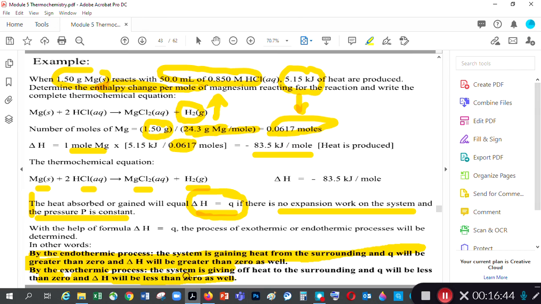In other words, if the system is undergoing an endothermic process, the system is gaining heat from the surroundings, correct? And Q will be greater than zero. That's because it's gaining heat. And delta H will be the same thing, greater than zero as well. In case we have an exothermic process, the system is giving off, losing heat to the surroundings, and Q will be less than zero, and delta H, the enthalpy change, will be less than zero as well.